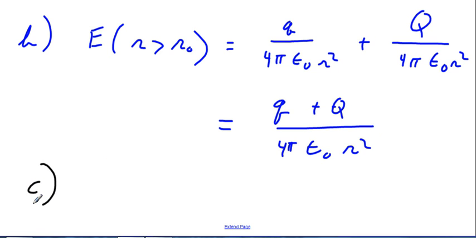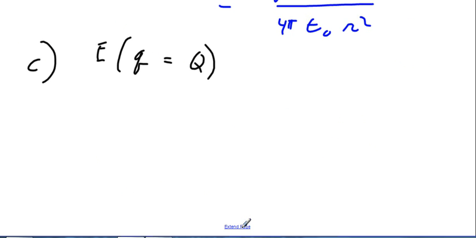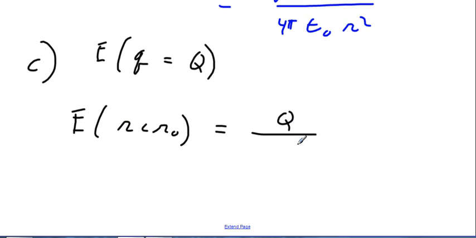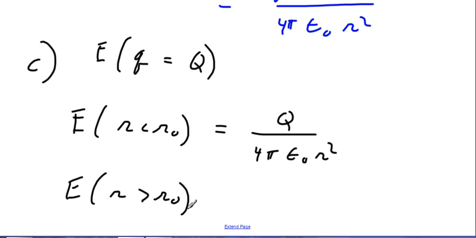My C answer, if q were equal to Q. Okay, so they're both equal to each other. So now my E at r less than r naught is going to be the same answer as before. My little q can be a big Q now, over 4 pi epsilon naught r squared. And for r greater than r naught, I add those two together: 2Q over 4 pi epsilon naught r squared.